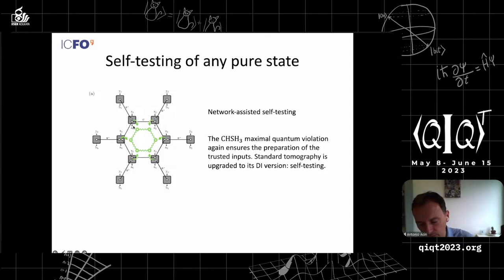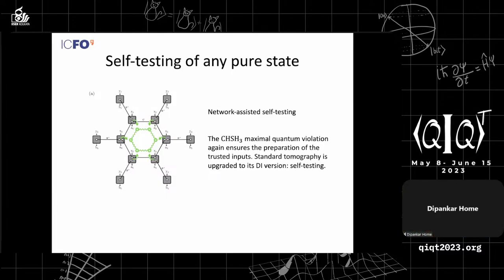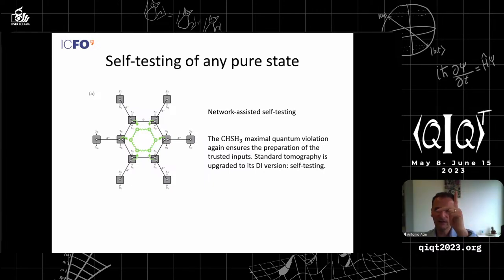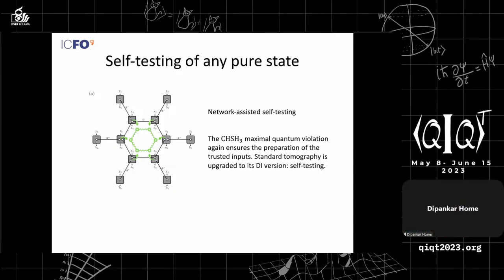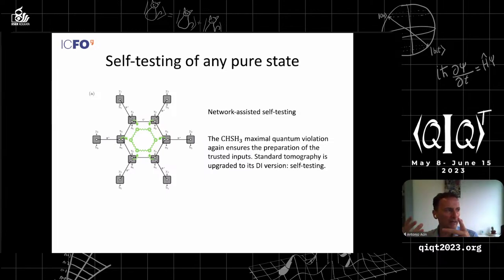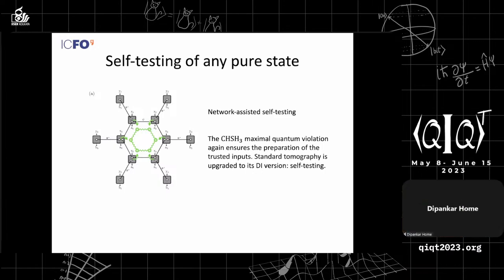I'm trying to explain the idea very quickly, but still you get the essence. So with this CHSH, we certify the presence of some tomographically complete states. Then we use results from tomography, and we upgrade tomography to device-independent tomography through self-testing. It's a powerful idea.